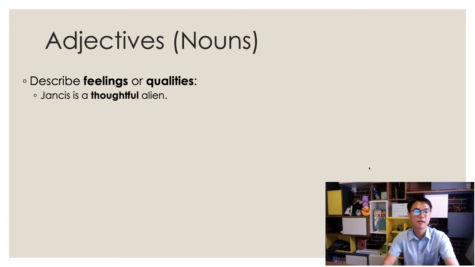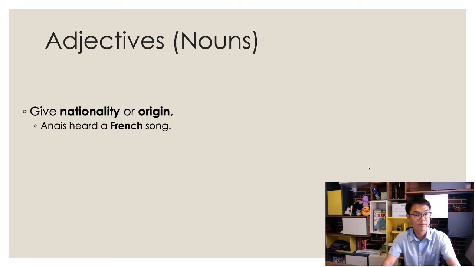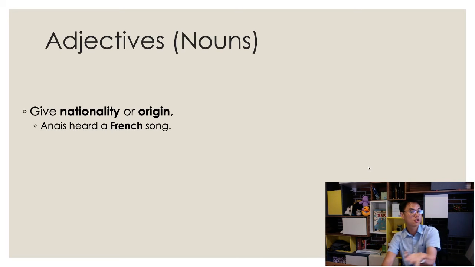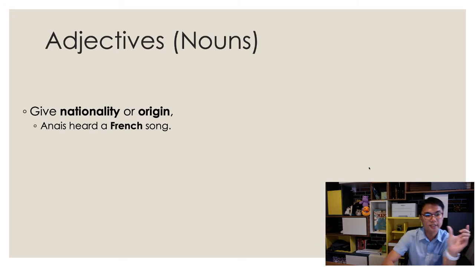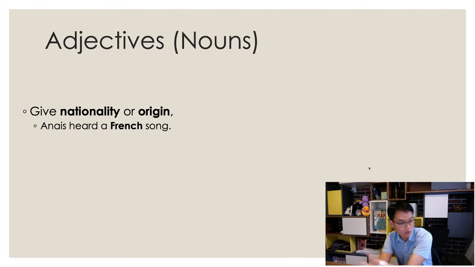They describe feelings, they describe nationality or origin. So, for example, Anais heard a French song in a cafe. All right, Anais heard a French song in a cafe. French is nationality. So, what kind of a song? A French song. So, tell me, in this example, and this is important because there are two nouns here, Anais and song. Does the word French give me information about Anais, or does it give me information about the song? Comment below, please.